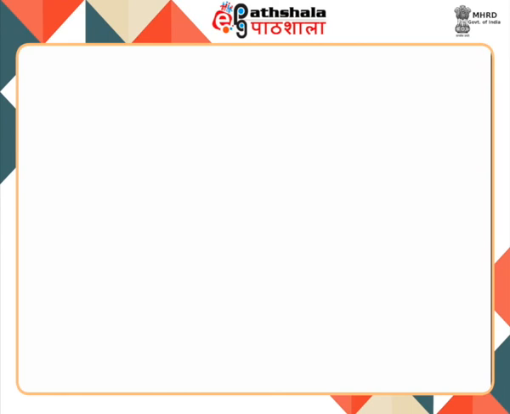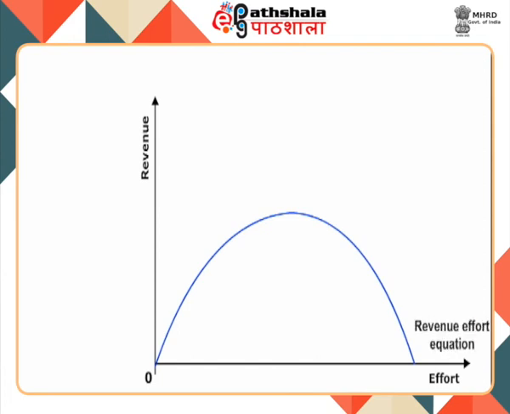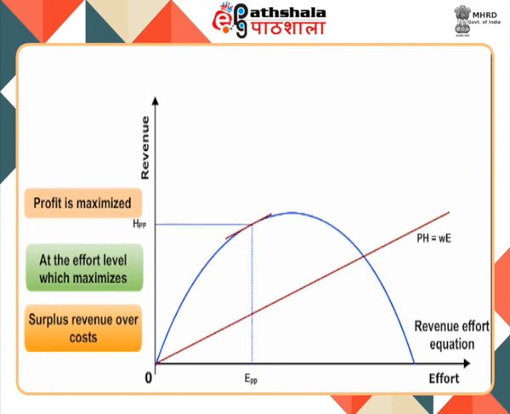Let us now graphically show the effort level at which owner will try to maximize his profit. The x-axis measures effort and y measures revenue. We multiply both functions by the market price of fish. So the inverted U-shape yield effort equation then becomes a revenue effort equation. And the ray emerging from the origin becomes pH is equal to WE, with the right hand side thereby denoting fishing costs. Profit is maximized at the effort level which maximizes the surplus of revenue over costs. Diagrammatically, this occurs where the slopes of the total cost and total revenue curves are equal. This is indicated by the tangent to the yield effort function at EPP being parallel to the slope of the H is equal to W upon P into E line.